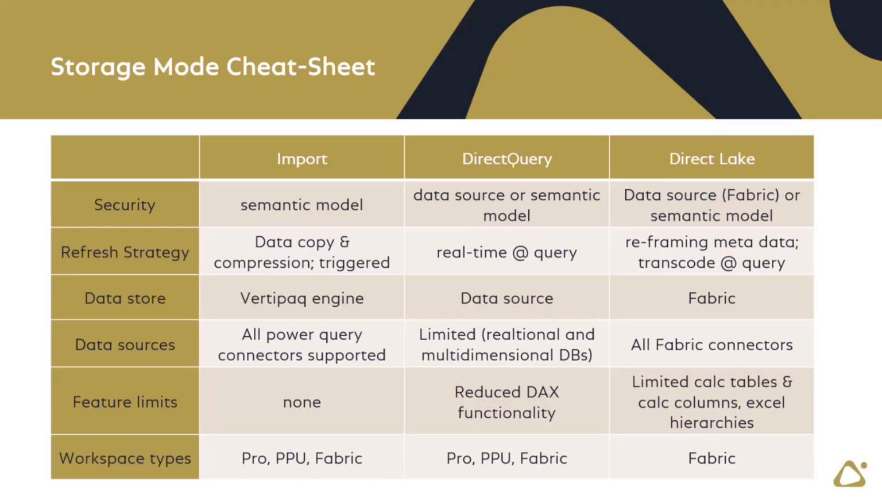The last difference I would like to point out is which workspace types support which storage type. DirectQuery and import mode are supported by all workspace types. So you can use a Power BI Pro workspace, a Power Premium per user workspace, Premium, or Fabric F64 Plus, or a standard Fabric capacity below F64. For Direct Lake, you have to use a Fabric capacity.